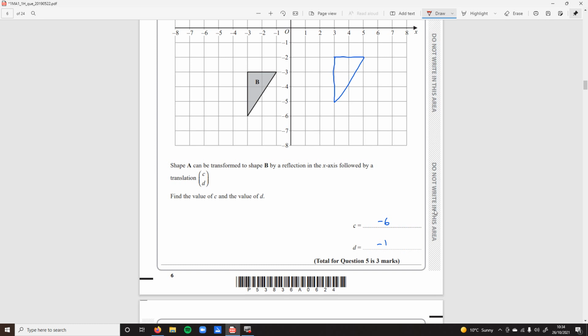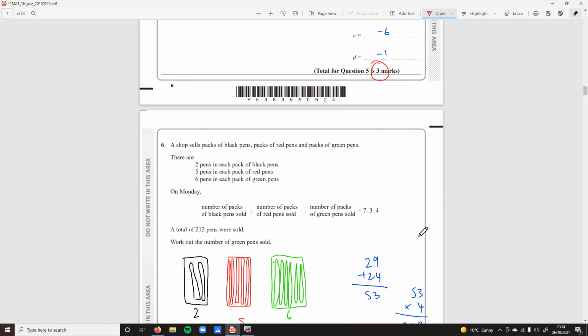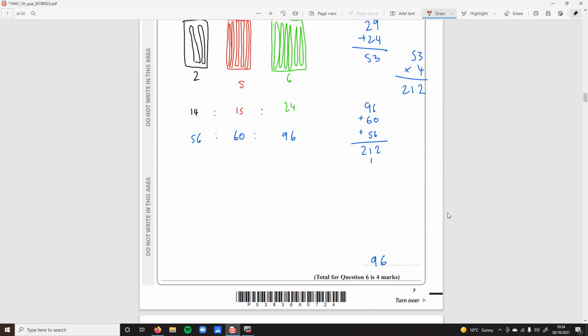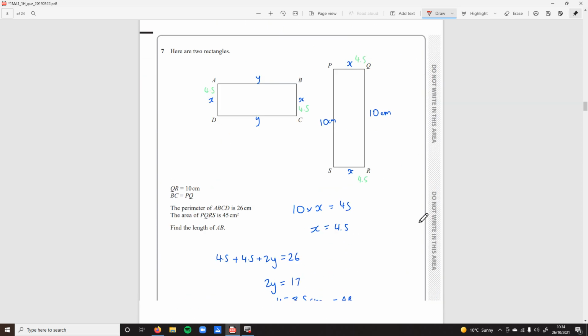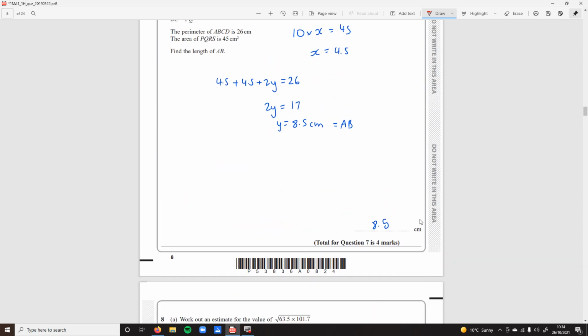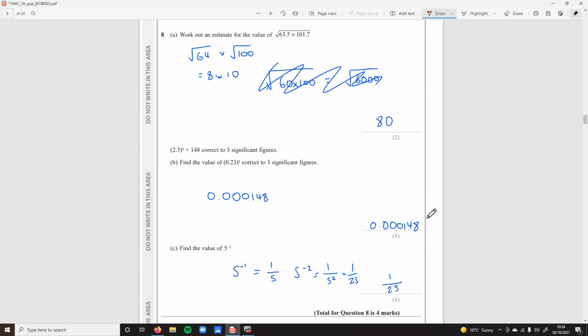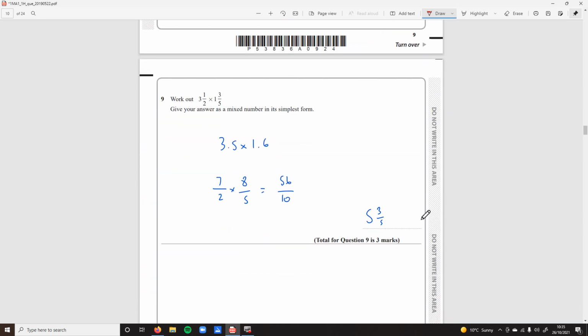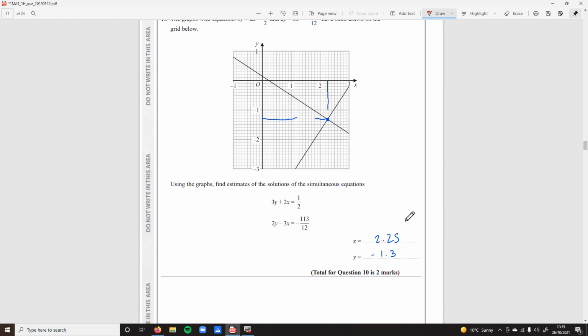And then C equals minus 1, D equals... C equals minus 6, D equals minus 1. 96, good. Well, that was a struggle, that question, wasn't it? 8.5, lovely. 4 marks. 75 to 81, so any number, so 80 is fine. 0.00048, lovely. 1 over 25, wonderful. 4 marks, still not dropped a mark quite yet. 5 3/3, lovely. 2.25 minus 1.3, yep, that's fine.